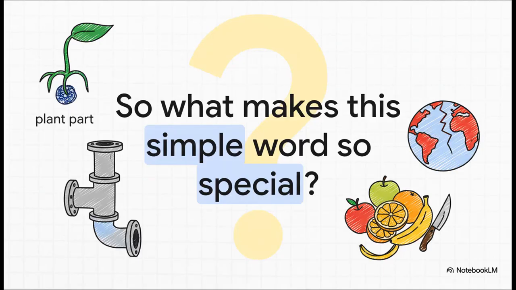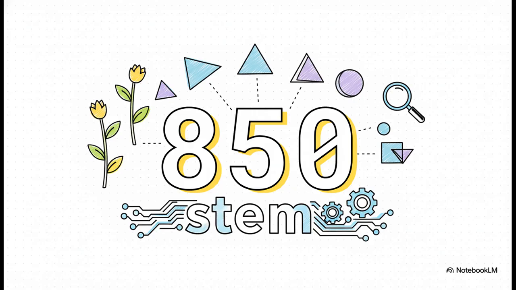So let's pause for a second. We have one little four-letter word that can describe part of a flower, part of a wine glass, the act of prepping fruit, and the cause of a global crisis. So what on earth makes this one simple word so incredibly powerful and special? Well, the answer, believe it or not, has something to do with this number, 850. Just let that sink in. What in the world could the number 850 have to do with the word STEM?